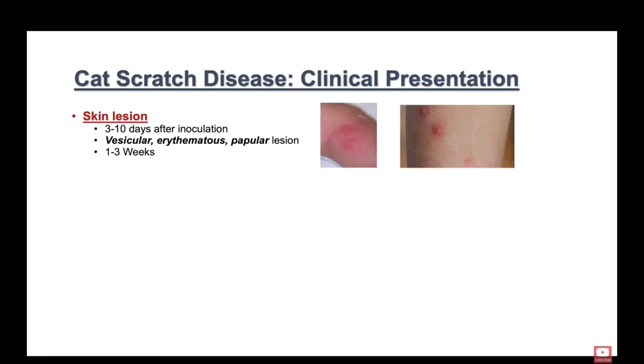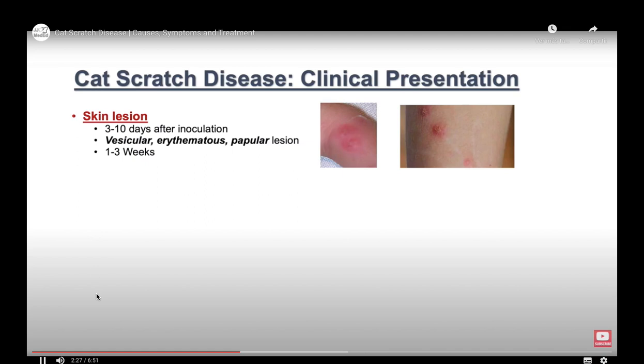So in these pictures we see a possible cat scratch here, and we get these little papular type lesions. This is the characteristic look of the skin lesion in cat scratch disease.